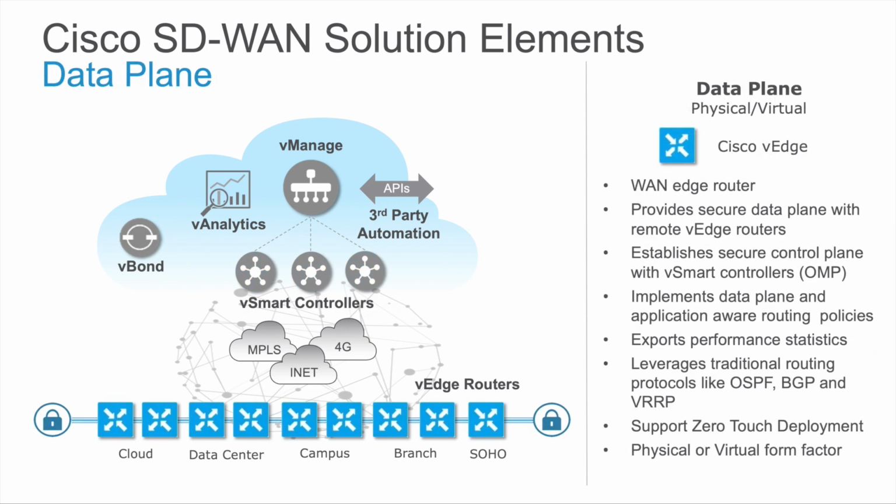Next are the vEdge routers. They are the routers on the edge of each branch. This can be a physical vEdge router like the vEdge 1000 or a cEdge router such as the ISR 4K, but it can also be virtual. They are responsible for forwarding the packets, policy enforcements, and creating IPsec tunnels between the sites. They provide secure connections with the remote vEdge routers and establish secure control plane connections with the vSmart controllers through the Overlay Management Protocol, or OMP.